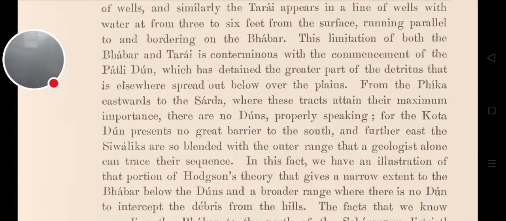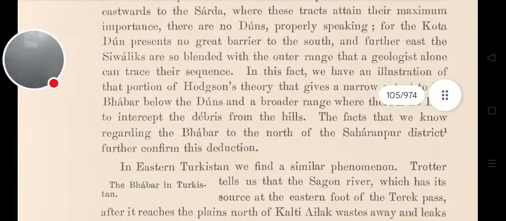From the Fika eastwards to the Sarda, where these tracts attain their maximum importance, there are no duns, properly speaking. For the Kota dun presents no great barrier to the south, and further east, the Shivaliks are so blended with the outer range that a geologist alone can trace their sequence. In this fact, we have an illustration of that portion of Hodgson's theory that gives a narrow extent to the Bhabar below the duns and a broader range where there is no dun to intercept the debris from the hills. The facts that we know regarding the Bhabar to the north of the Saharanpur district further confirm this deduction.